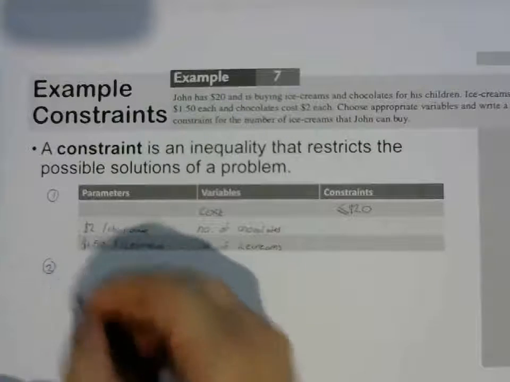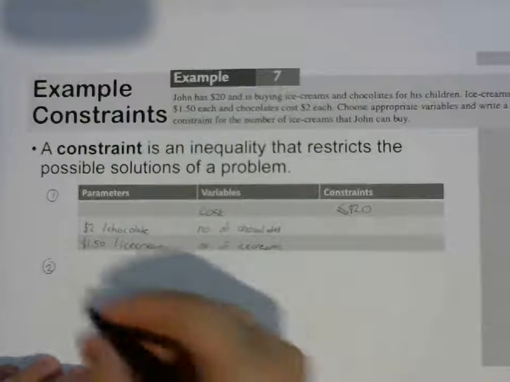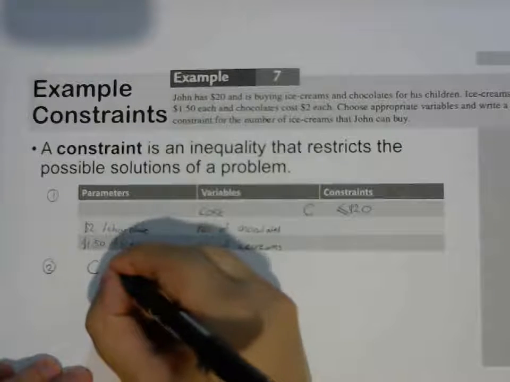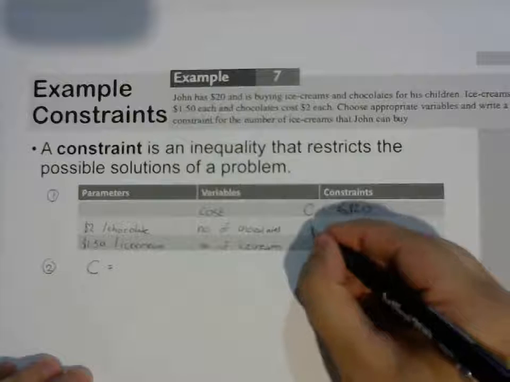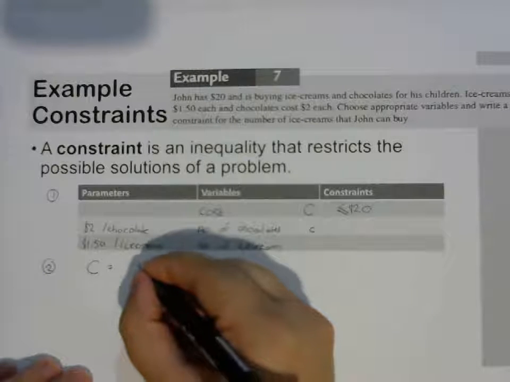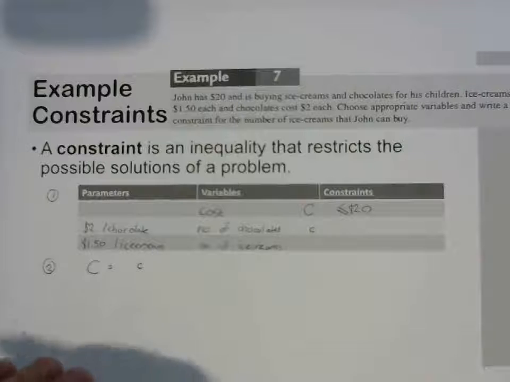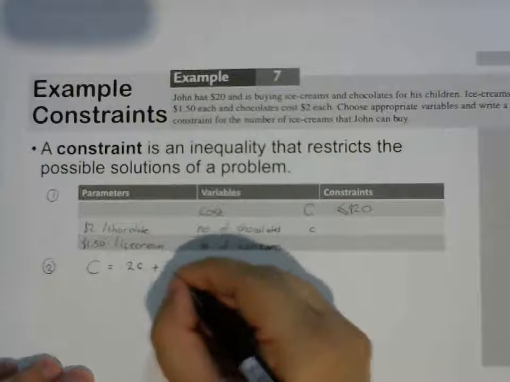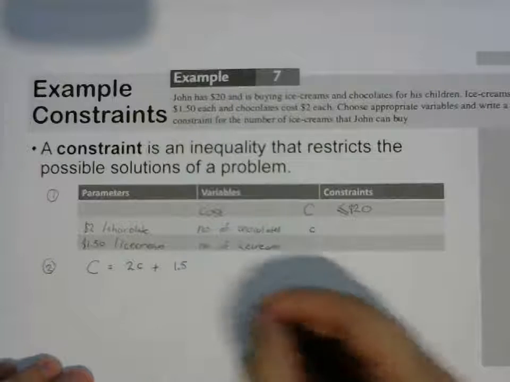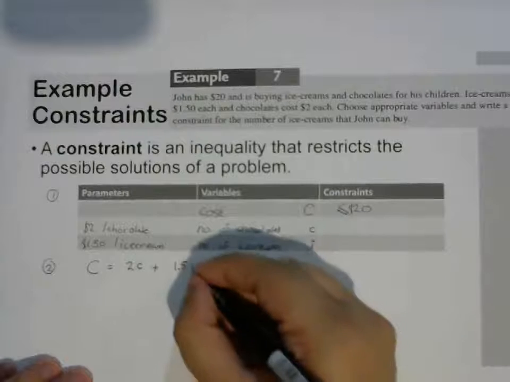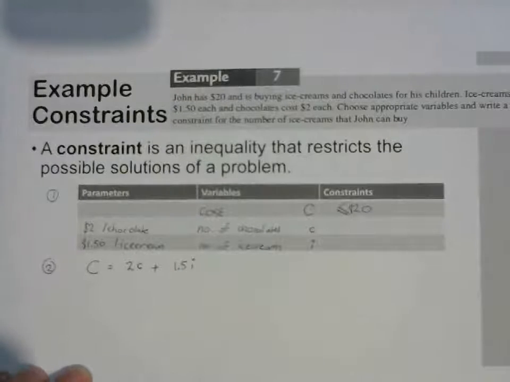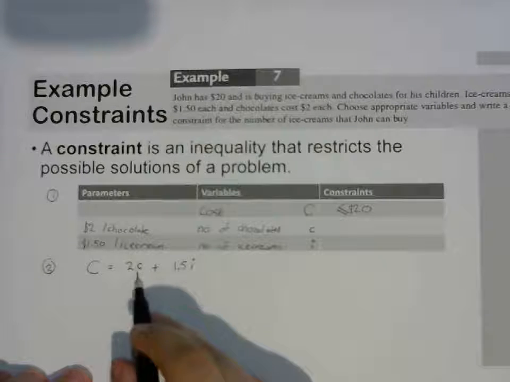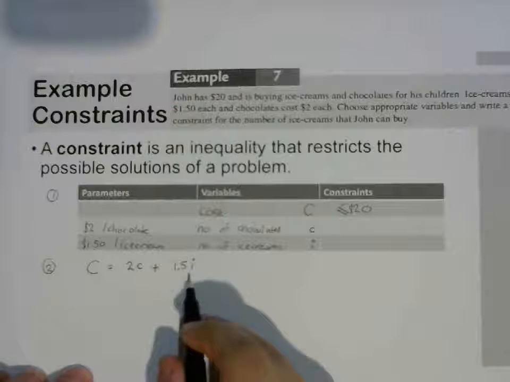Step two is to write an equation, just like we have done before. So we want an equation for cost. Let's call it capital C for cost equals, and this is going to depend on the number of chocolates. Let's make it a small c, and we know it costs $2 per chocolate, plus $1.5 for every ice cream. Let's call it I. So we can calculate the cost by using 2 times the number of chocolates plus 1.5 times the number of ice creams.